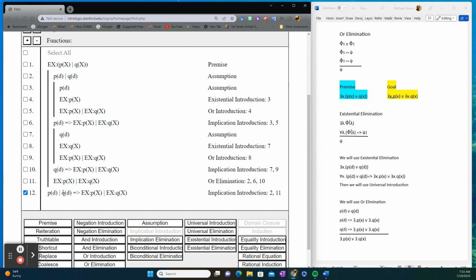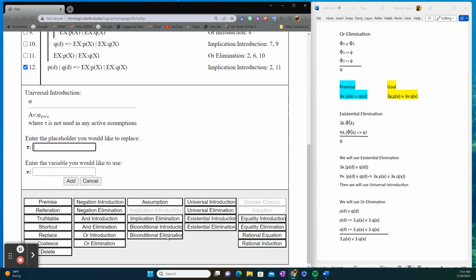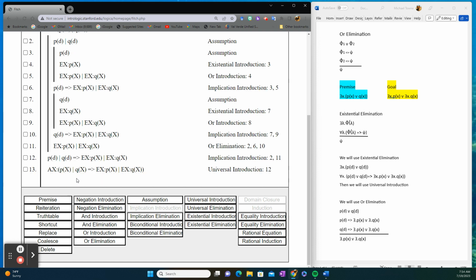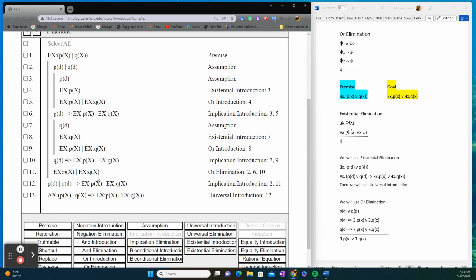Remember, this PD or QD, D is a placeholder with no restrictions on it now because it's outside of the subproof. So I'm going to do universal introduction. I'm going to replace D with X. And once I do that, there I have the universal introduction. And now look at this. This is the key thing.